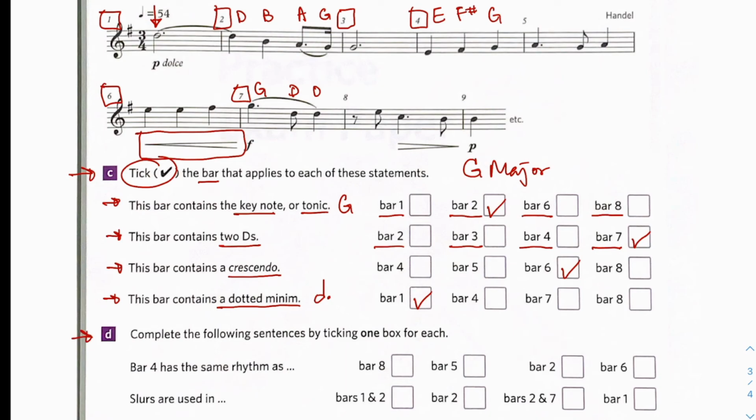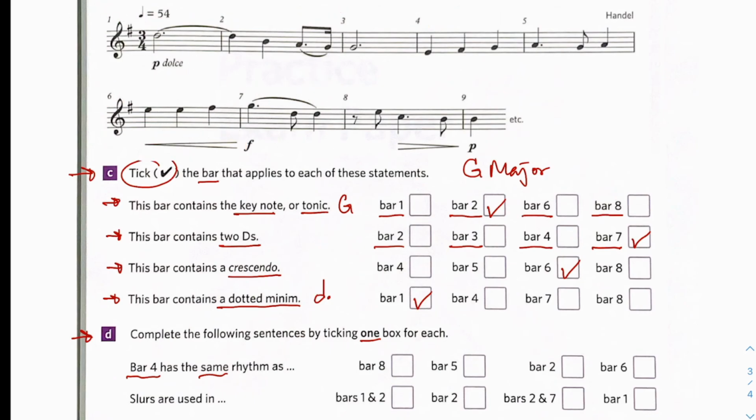Question D. Complete the following sentences by ticking one box for each. Bar 4 has the same rhythm as, again, let's erase everything. So bar 4 is here. The rhythm is crotchet, crotchet, crotchet. If we scan through the music, we will notice that there's only one bar that has the same rhythm, which is here. Crotchet, crotchet, crotchet, and it's bar number 6.